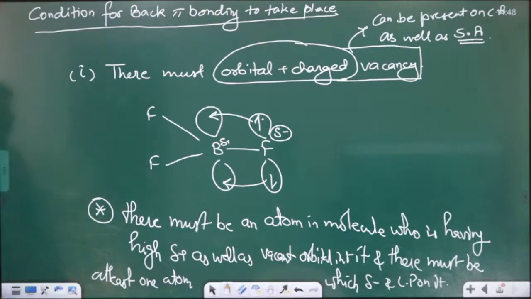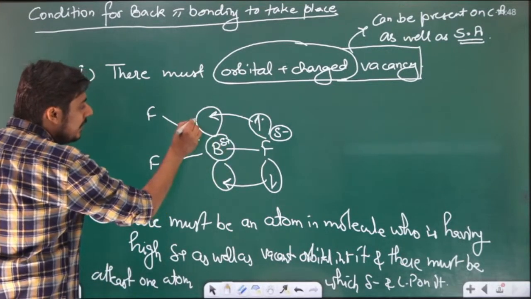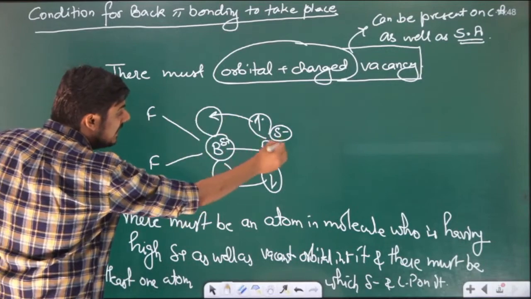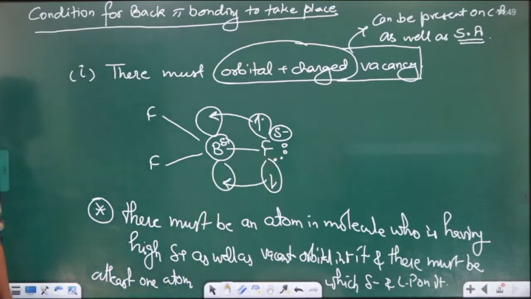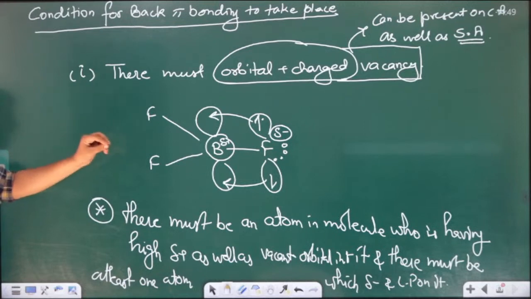What two types? One atom having a delta positive and a vacant orbital, another atom having a delta negative and some lone pair, either one lone pair or two lone pairs or three lone pairs, doesn't matter. There must be at least one lone pair and delta negative on one of the atoms of the molecule, and there must be a vacant orbital as well as delta positive on another atom.